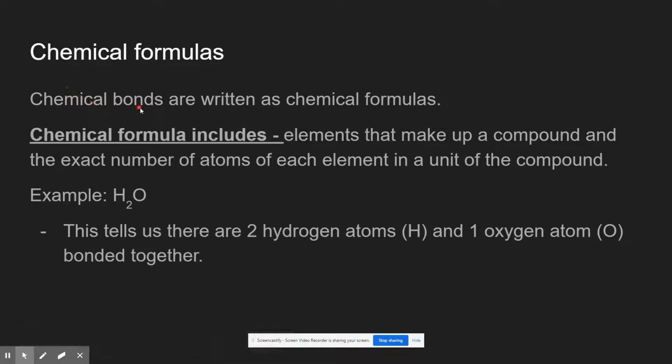All right, so chemical bonds are written as chemical formulas. Chemical formulas include the elemental symbol for the elements involved and the number of atoms involved in the formula. So a lot of you guys probably know the example of H2O. You probably are familiar with that. Like that's water. You probably don't even know what it means when you've said it. What that means is that water is comprised of two hydrogen atoms, that 2 goes to the H, and 1 oxygen atom bonded together.